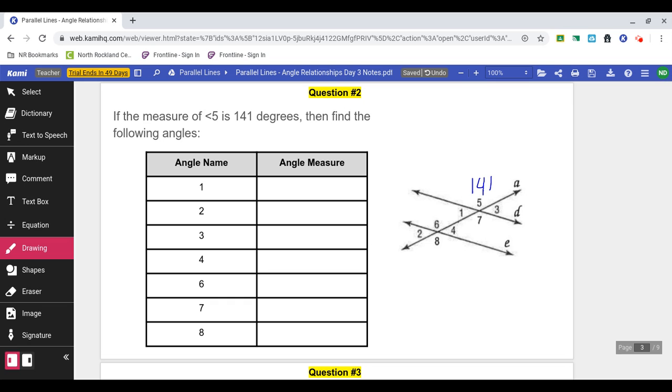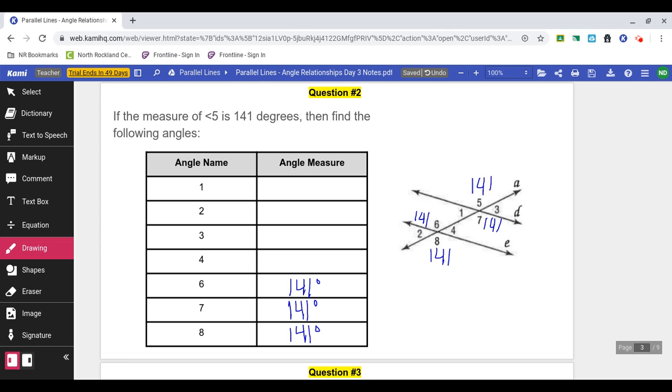I now know that angle 7 is also going to be equal to 141 degrees because they are vertical angles. So I'm going to fill that in. I also know angle 7 and angle 6 are alternate interiors, which means they must be equal. So angle 6 is also going to equal 141 degrees. Angle 6 and angle 8 are vertical angles, which means angle 8 also has to be equal to 141 degrees because vertical angles are equal to each other.